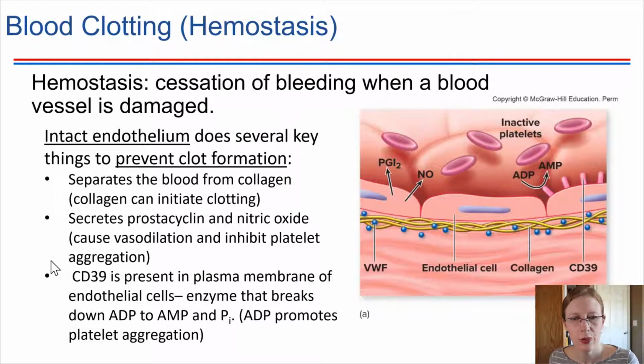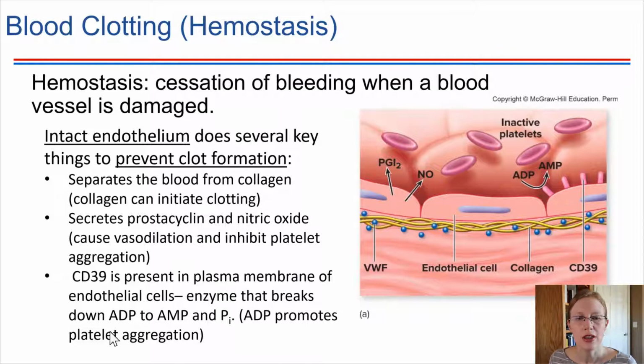CD39, this is something that is present in the plasma membrane of these cells. CD39 is depicted over here. CD39 is an enzyme, and what it does, just ordinarily, is it breaks down ADP molecules that it happens to find in the blood. So adenosine diphosphate, ADP, it breaks it down into its components, inorganic phosphate and adenosine monophosphate. And one of the important things about the fact that it does that is that this also helps to keep platelets in an inactive state.